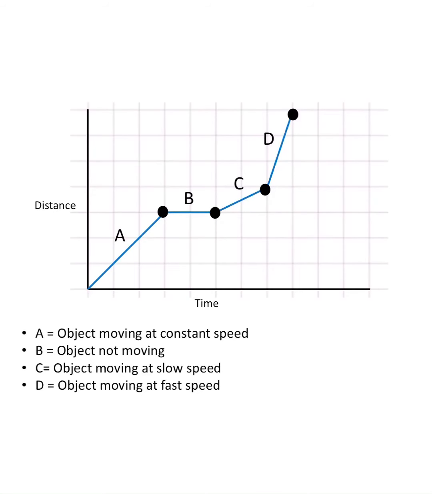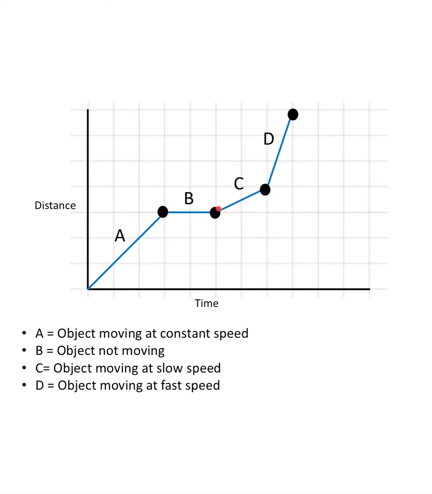In this video, I'm going to be going through distance time graphs. If you have a look at the graph here in front of us, we have a journey starting here and then going along and then ending up here at the end of D. So various things happen during this journey. You can see for A, our object is moving at a constant speed.